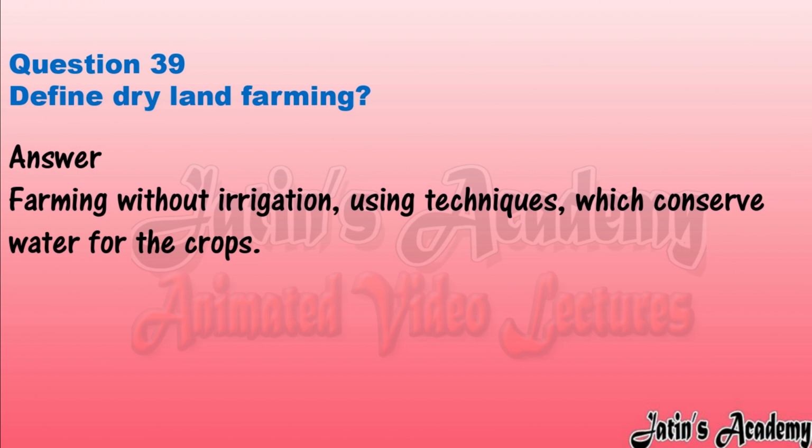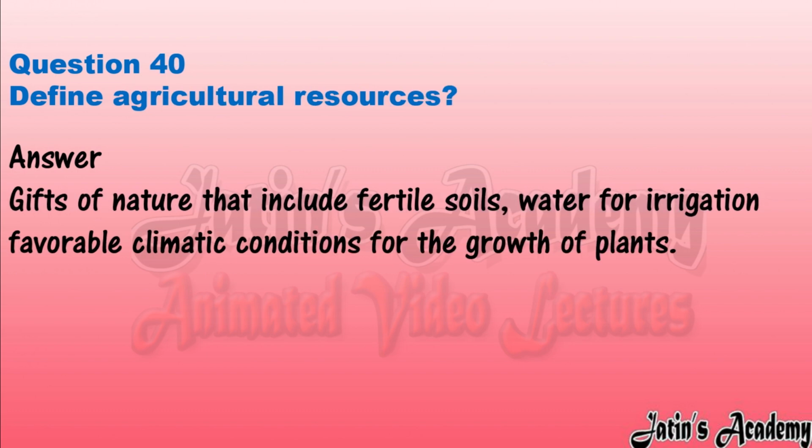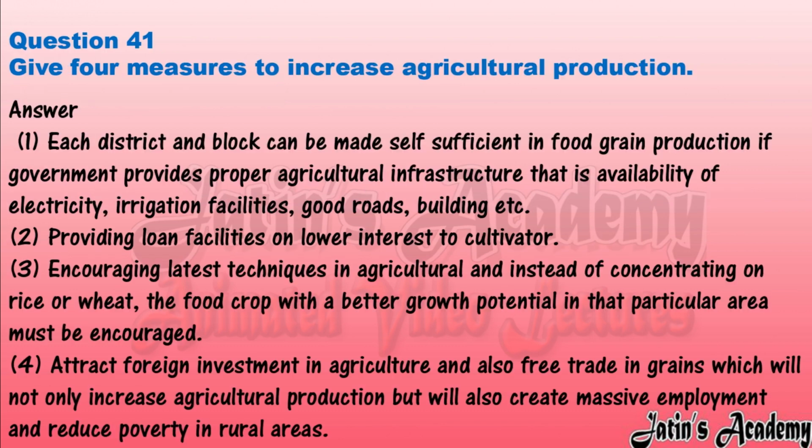Question 39. Define dry land farming. Answer: Farming without irrigation, using techniques which conserve water for the crops. Question 40. Define agricultural resources. Answer: Gifts of nature that include fertile soils, water for irrigation, favorable climatic conditions for the growth of plants.